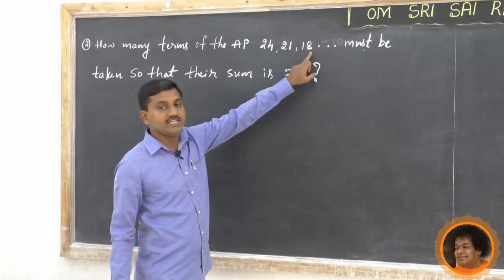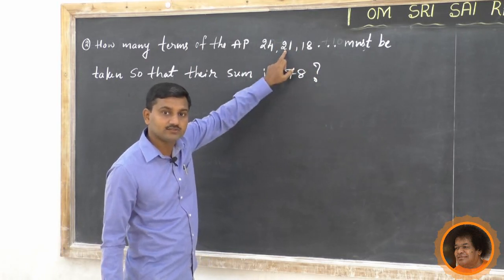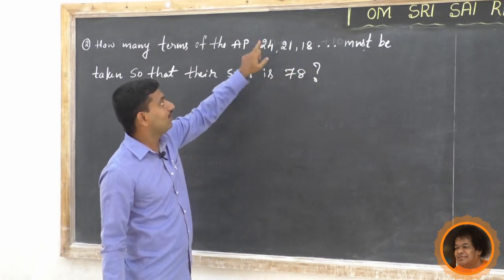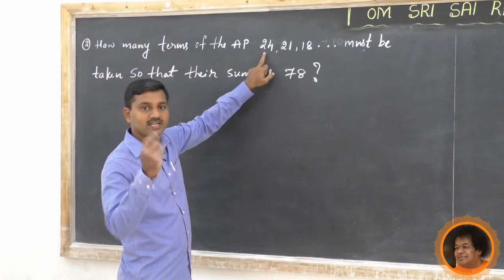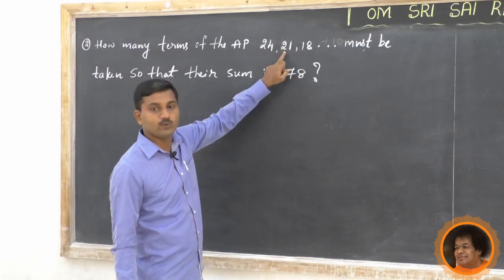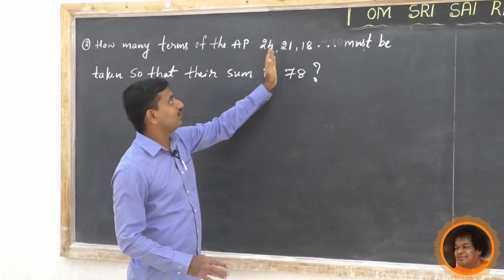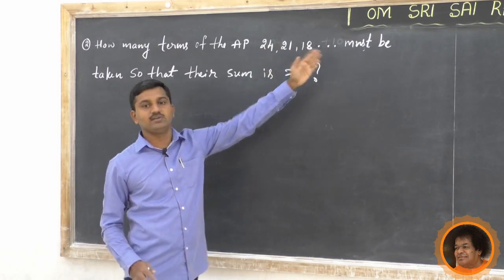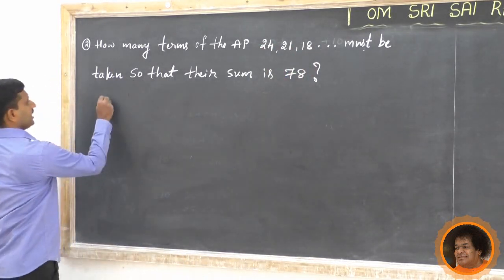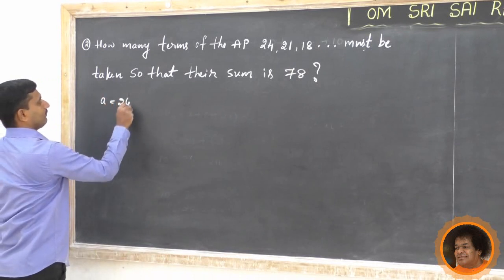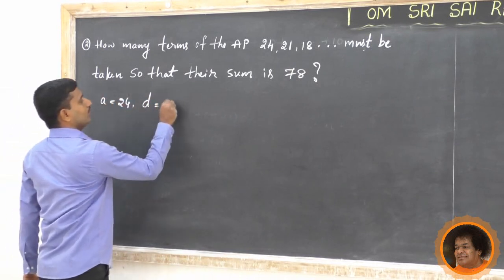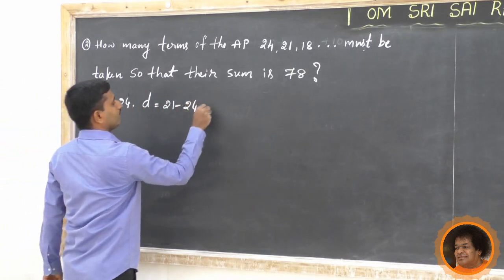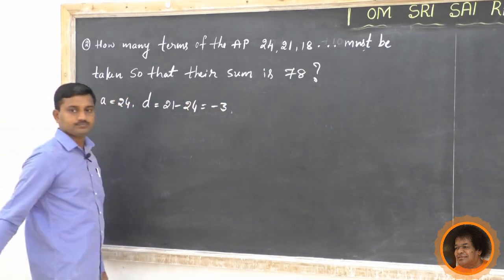24, 21, 18, and so on. Is it an AP or not? 21 minus 24, answer minus 3. 18 minus 21, answer is minus 3. So the common difference is the same, a constant. Therefore the given list of numbers is in AP. So a equal to 24, the first term, and d equal to 21 minus 24, which is equal to minus 3.